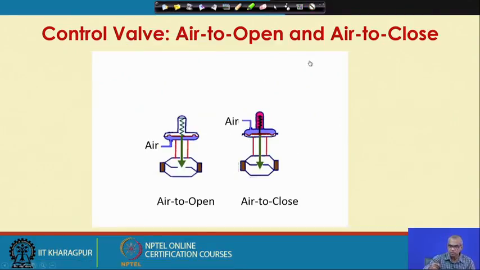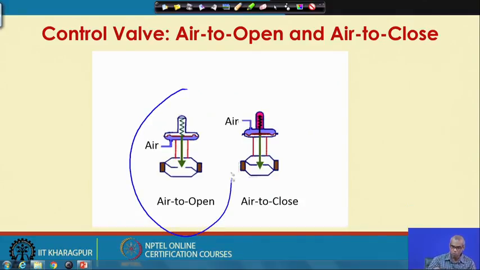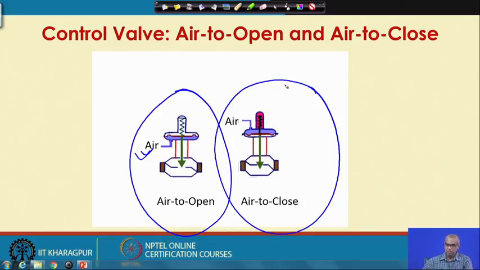So, this is what is shown here. This is air to open, where the air signal is being fed to the bottom of the diaphragm, whereas this is air to close, where the air signal is being applied on the top of the diaphragm.